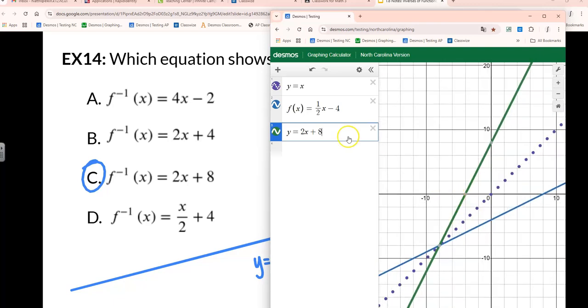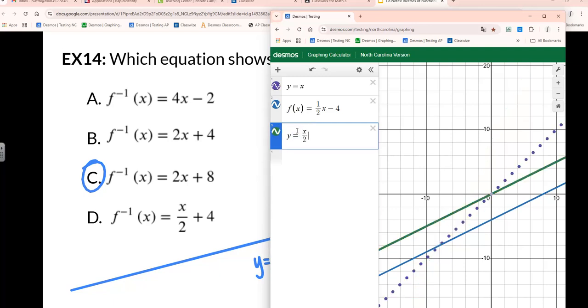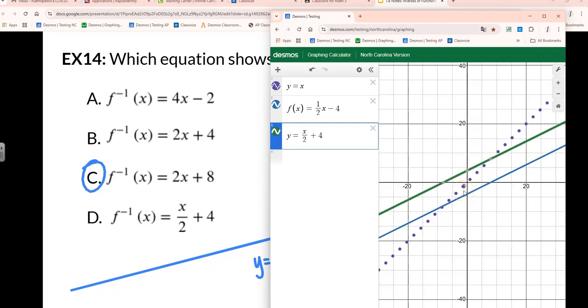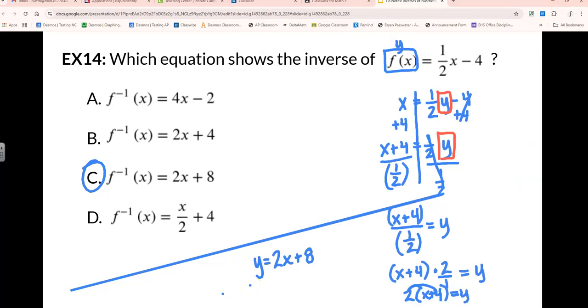If I try x over 2 plus 4, is that symmetric? No, not even close. That's the worst one of them all, right? So that one, I could probably answer from Desmos without solving it at all. Solving it, if you're good at it, is your fastest way, like if you see this on an ACT problem. Graphing it takes longer. But you can always check these with Desmos too if they're multiple choice.